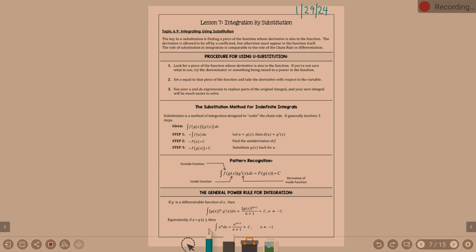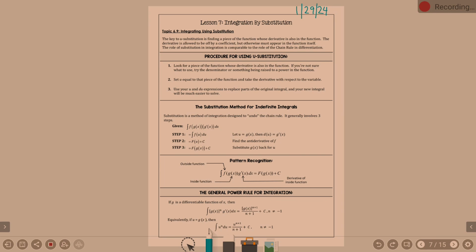Really, we just need to get to examples for it all to make sense. Substitution is a way to undo the chain rule. This is when you're given a function within a function, and the derivative is there. That's your chain rule. The integral of f of g of x times g prime of x becomes capital F of g of x. So that chain rule just drops out.